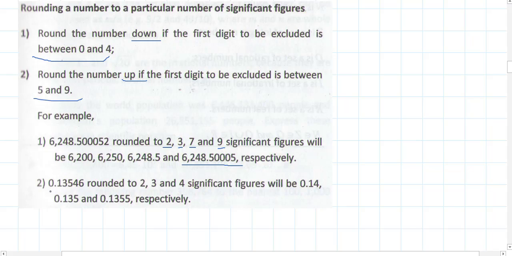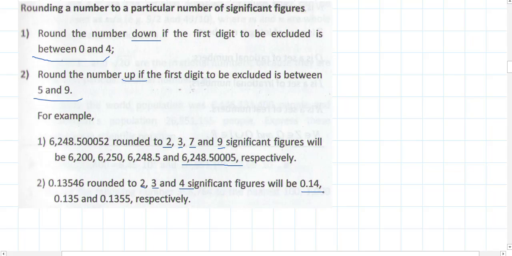Okay, the same work with the next number, 0.13546, rounded to 2, 3, and 4 significant figures. If we begin with 2, it will be 1 and 3. After the point we count: 1, 3, and after that the third figure is 5. Since it is greater than or equal to 5, we round the number up.